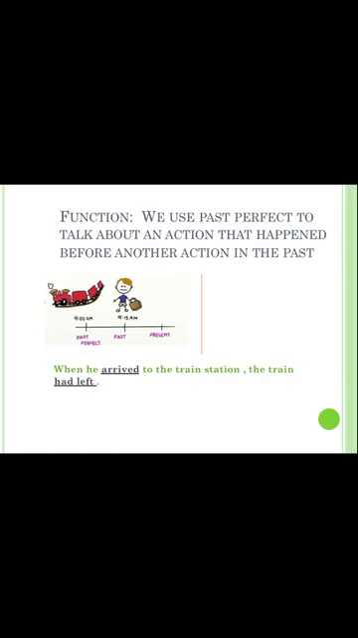So we use simple past and past perfect in the same sentence. But the past perfect happened before the past simple. Okay? So when he arrived, simple past, to the train station, the train had left. أو نقدر نحكي the train had left before he arrived. Okay?